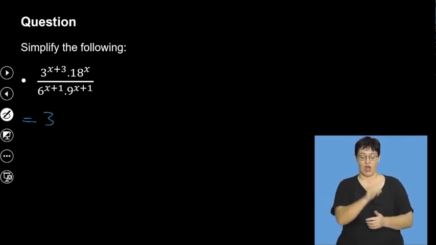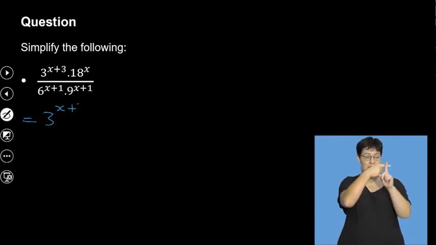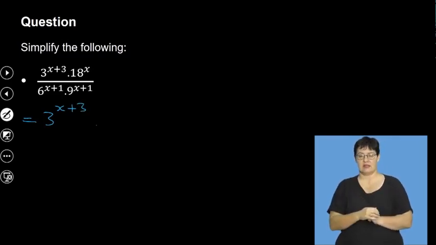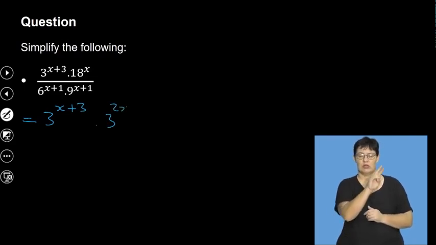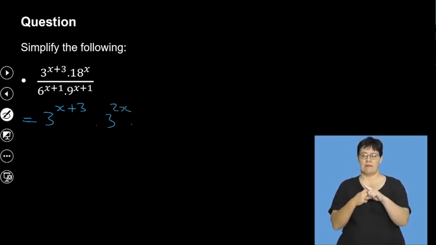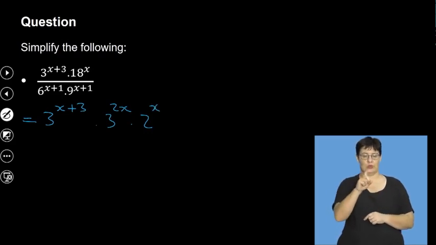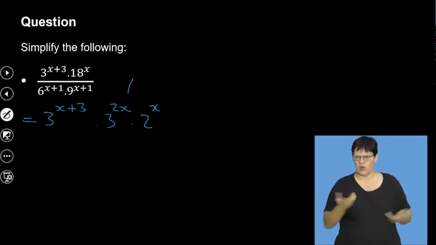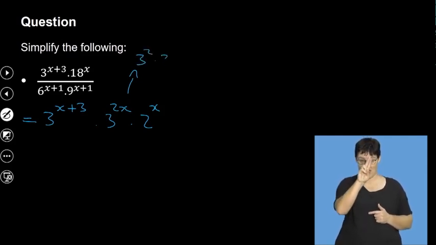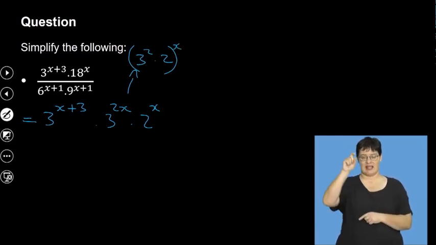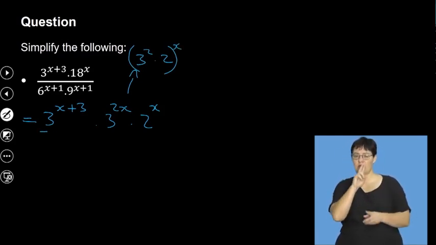So this will be 3 to the exponent of x plus 3 multiplied by, so this I'm just going to write it as 3 to the exponent of 2x multiplied by 2 to the exponent of x, right? Where does that come from? It comes from me having 3 squared multiplied by 2 all raised to the exponent of x, right? Because it's 9 times 2, which is the 18.